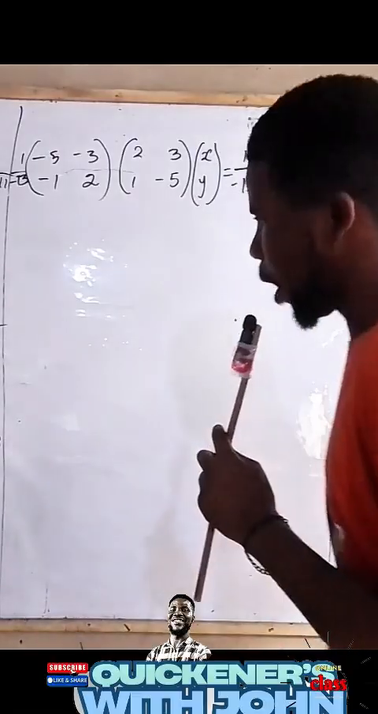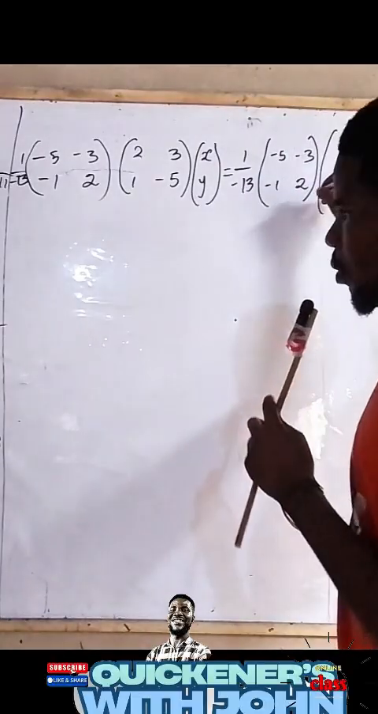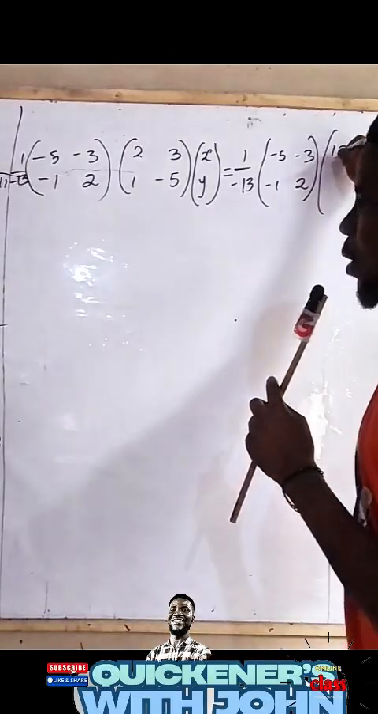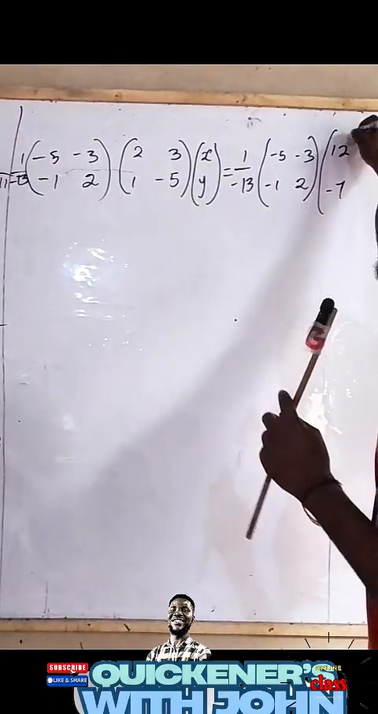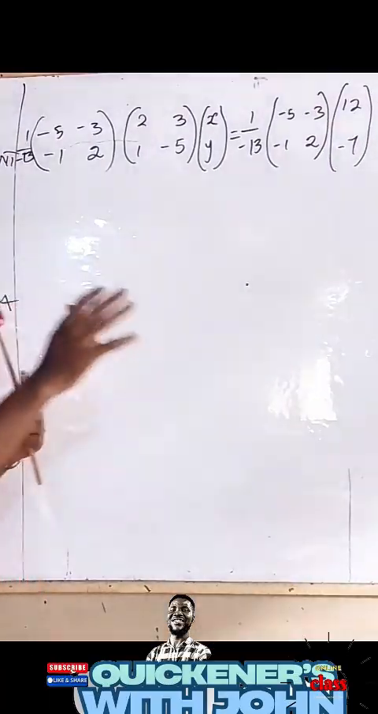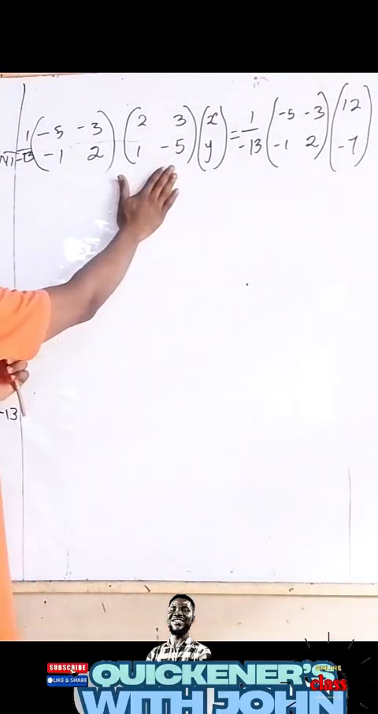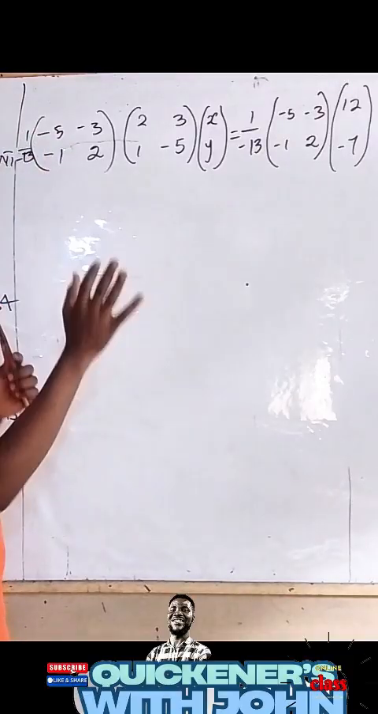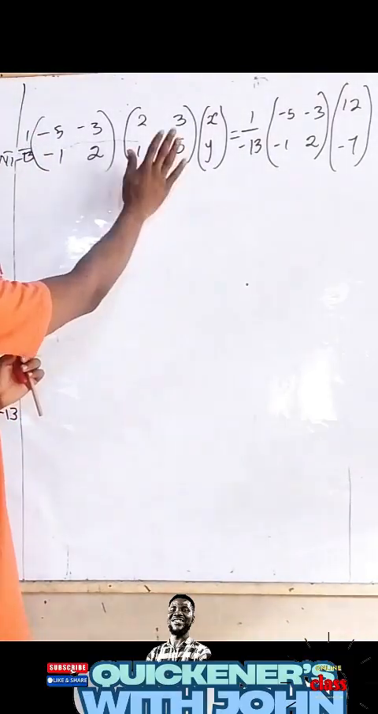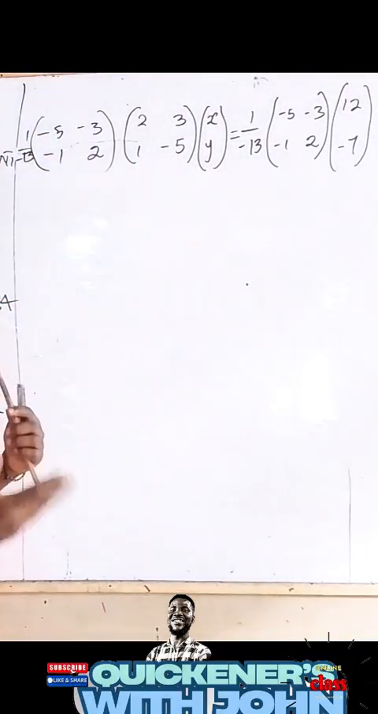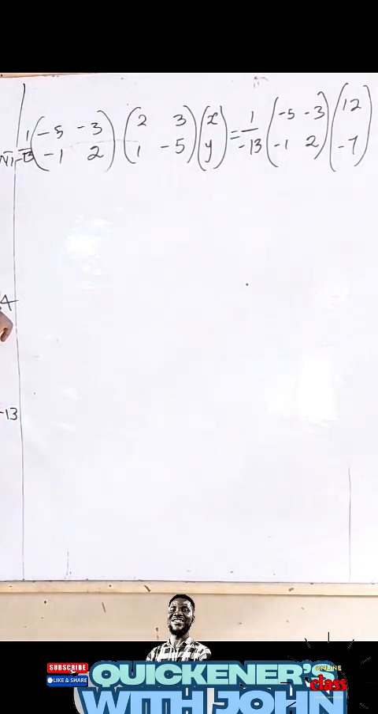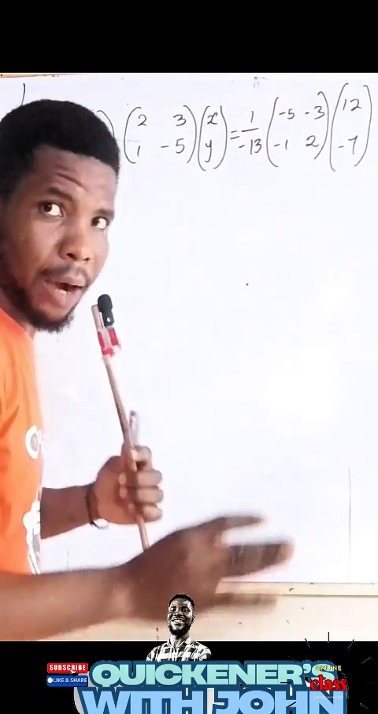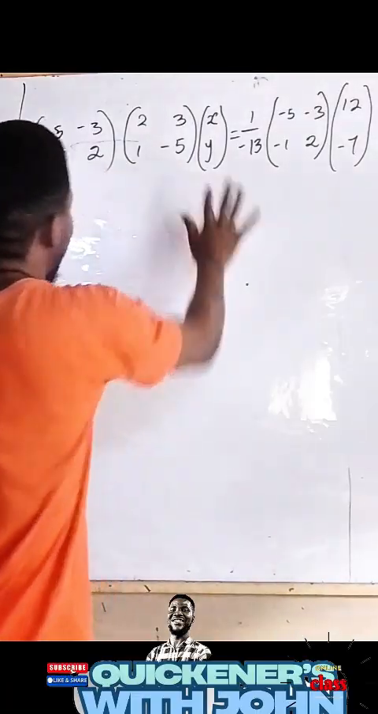Now, we are multiplying with what? Our 12 and minus 7. Can you see that? Pre-multiply is that this comes before this. Post-multiply is that this one will come before this. You understand? So we are pre-multiplying. I hope you get that. I hope it's clear. So now let's multiply.